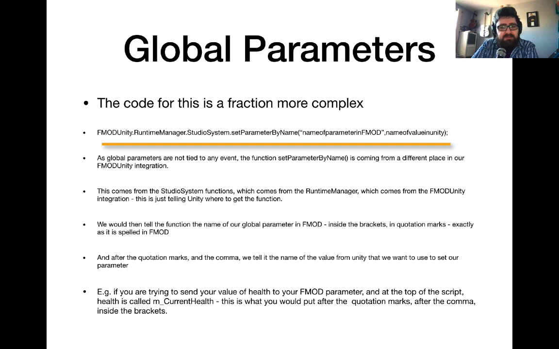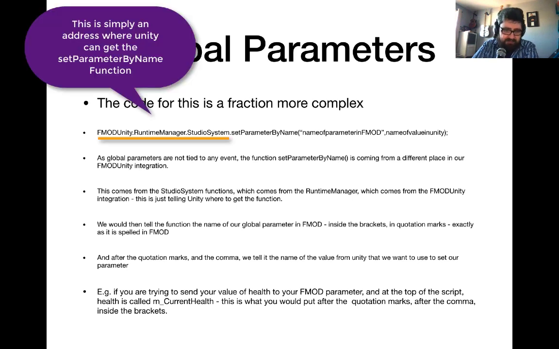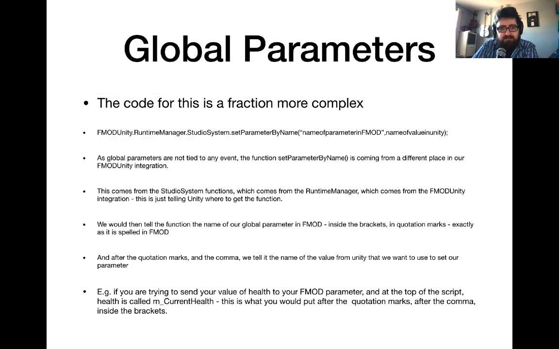So what we need to do is we're getting that set parameter by name function, but we're getting it from somewhere else. So global parameters aren't tied to any event. So we're getting this set parameter by name function coming from FMOD Unity integration. That's inside the studio system set of functions, and that's inside the runtime manager. And that's how we end up with this FMOD Unity. It comes from the integration. A section in the integration is called runtime manager. That has a system just for stuff to do with FMOD Studio, because alternatively FMOD doesn't need to be Studio. It can be coded purely.